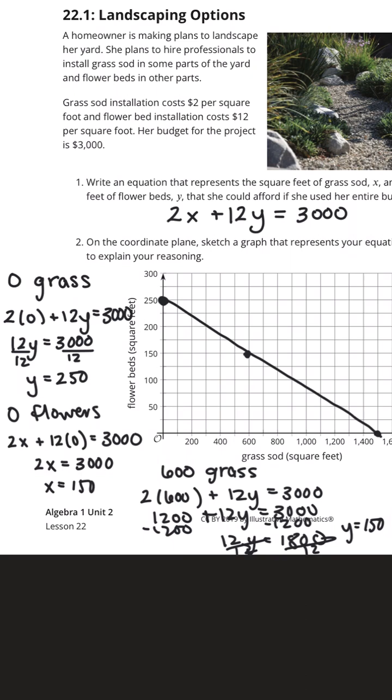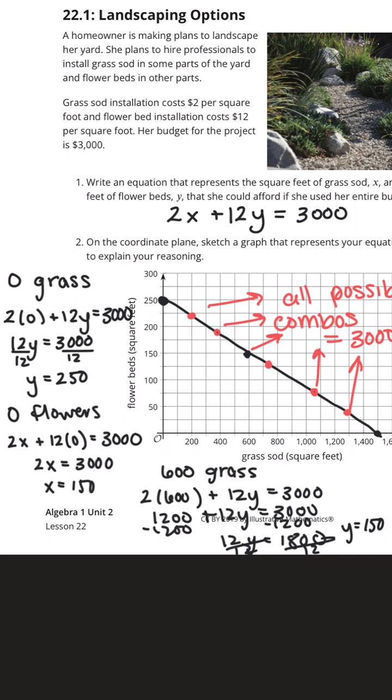So any point on this line, any of these points, doesn't matter which one we look at, these are all possible combinations of flower beds and grass that would come out to exactly $3,000. Any of these points on the line. They all equal exactly $3,000.